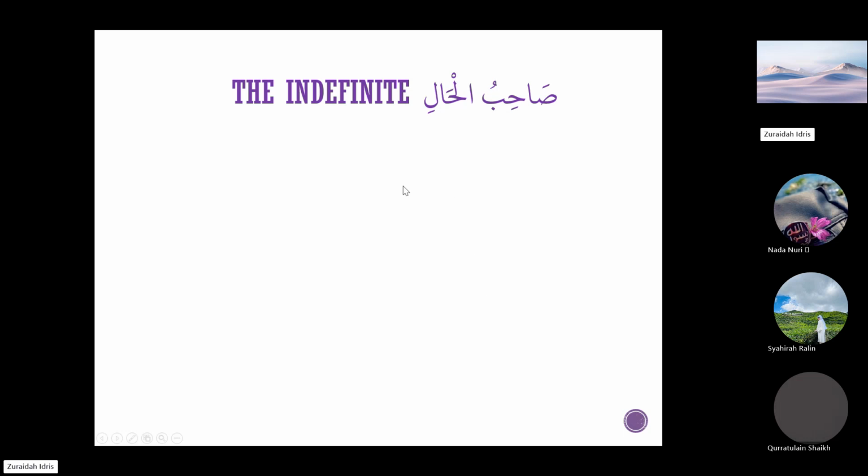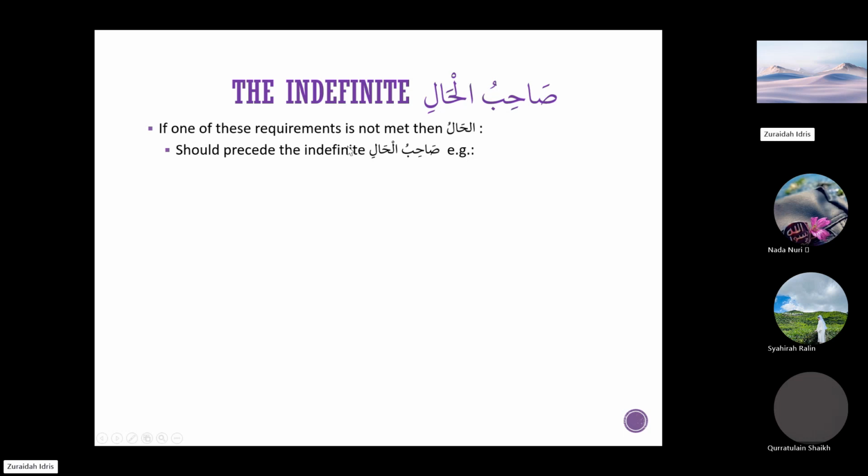Okay. Now, this is just saying what I've just said in the same way. So, if one of these requirements is not met, then the hal should precede the indefinite sahibul hal. This is if we don't have the sifah and we don't have the mudaf ilayh situation, then we have to put it in front. Yeah. So, ja'ani bakiyan waladun.